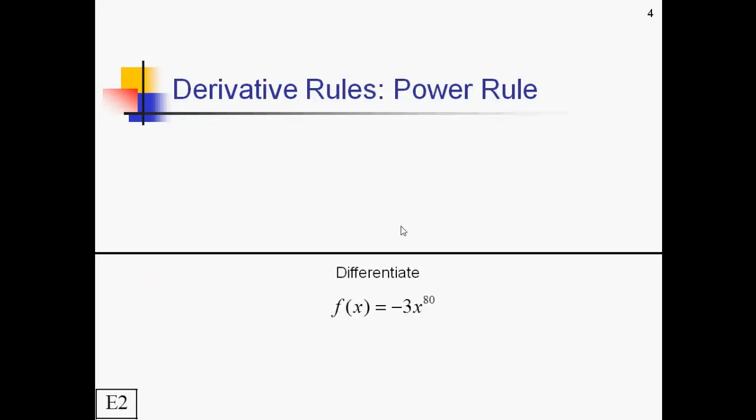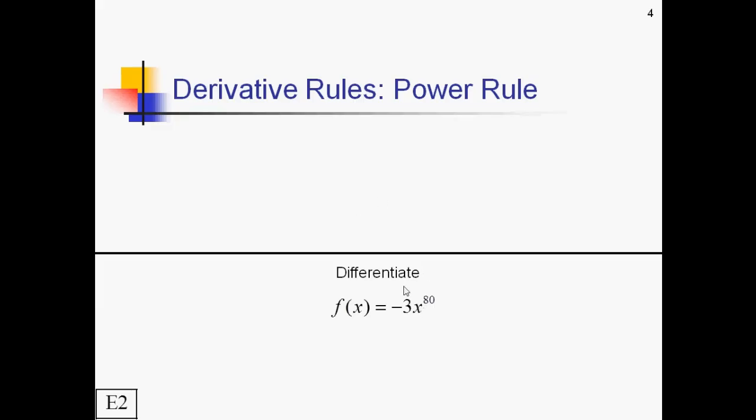Now that we've figured out derivatives of linear functions, how do we deal with something that's not linear, like this negative 3x to the 80th? Well, since it's not a line, since it's a curved function, that means that the slope is going to depend on where you are on the function. So when we take the derivative of this, we're actually going to get a formula that has an x in it, which lets us pick and choose which x values we're plugging in.